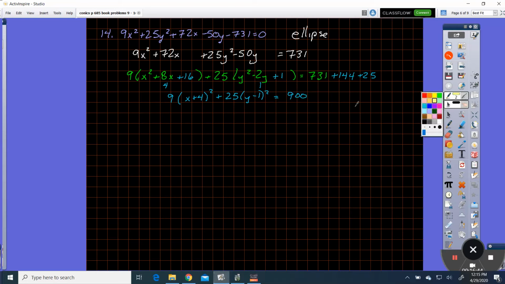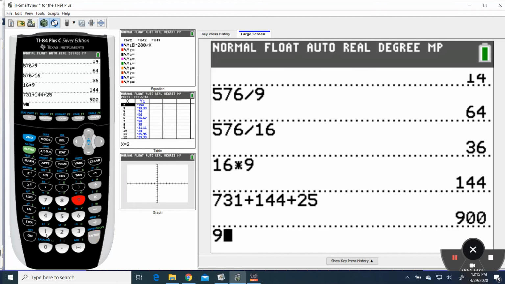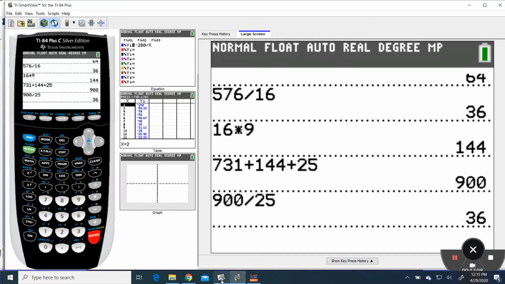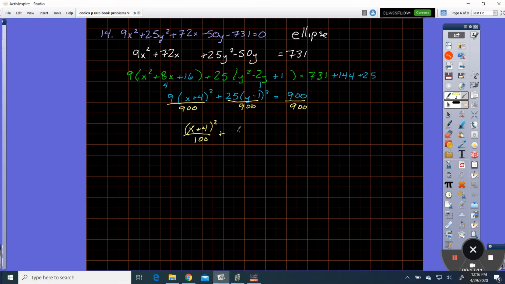So now I need it to equal 1 when we're working with an ellipse or a hyperbola. We want it to equal 1. So I divide it by 900. 900 divided by 9 is 100, so I have x plus 4 quantity squared over 100 plus 900 divided by 25 should be 36. So 36, y minus 1 squared equals 1. So now I have what I need to graph.